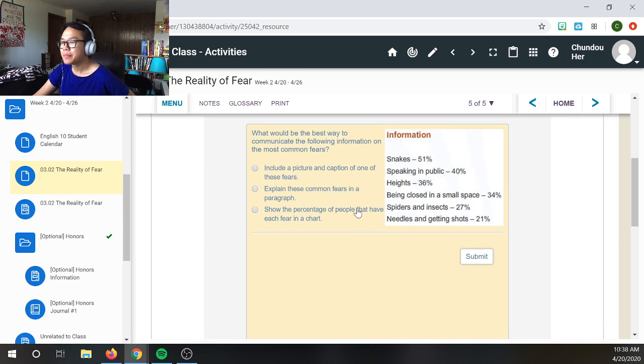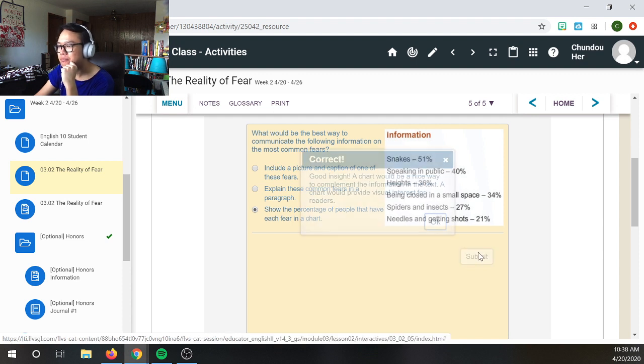Next. What would be the best way to communicate the following information, the most common fears? So I've got all this information right here. Anytime you have a bunch of numbers and you want to compare different numbers or quantities, I would say the best way is probably to show that in a chart form.